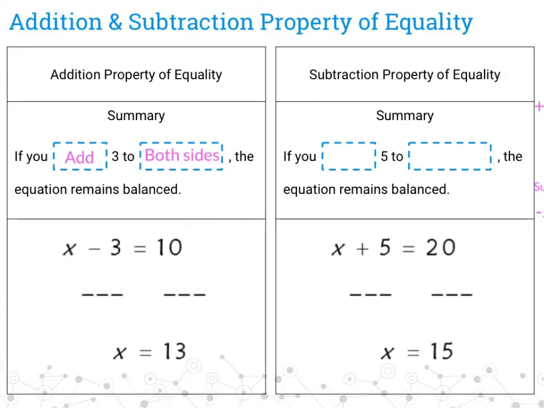So I've got x minus 3 equals 10. So if I add 3 to both sides, the equation remains balanced. I'm going to take that negative 3 and that positive 3. They're going to cancel each other out. And 10 plus 3 is 13. So I've added 3 to both sides. My equation has remained balanced.